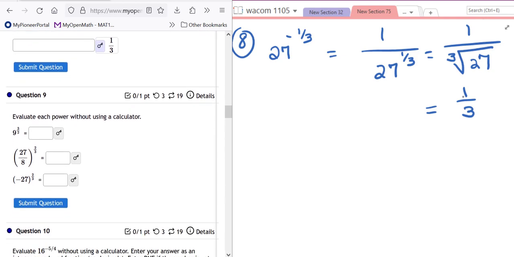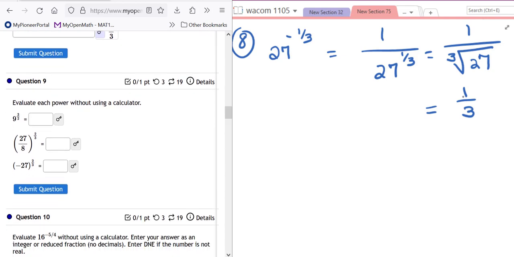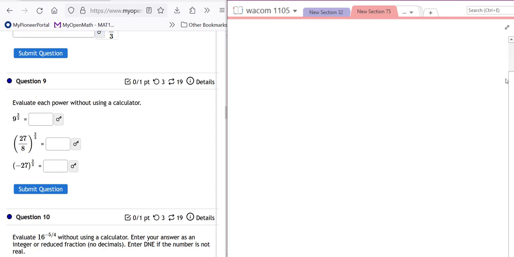When it's harder powers, we'll work them out, but I thought some of those first ones you might know. We'll get a new page here. You guys stop me if you have questions on anything. All right, so question 9, and we have 9 to the 3/2.